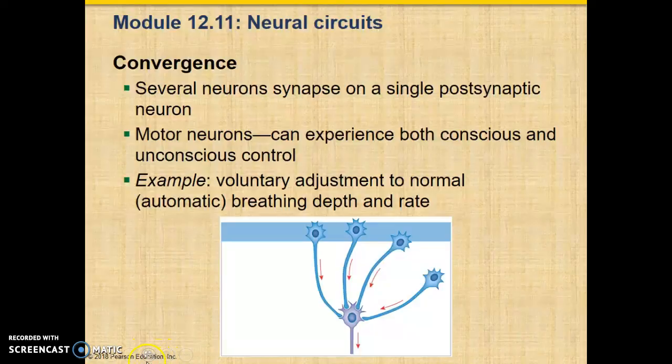Convergence is just the opposite, where you take several neurons and they synapse into a single postsynaptic neuron. And breathing, controlling our breathing and posture are examples of this. Both can be controlled subconsciously as well as consciously.